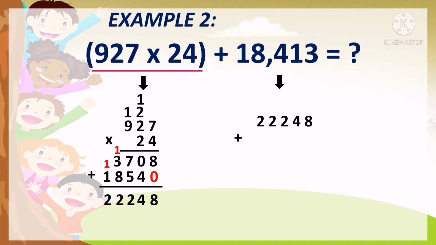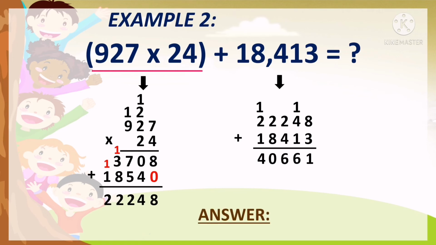We will be using this number and add it to the second given number, because the next operation involved is addition. So we just simply copy first 22,248 plus 18,413. Start adding from the ones place. 8 plus 3 is equal to 11. So 1, carry 1. 1 plus 4 is 5, plus 1 is 6. Next, 2 plus 4 is equal to 6. 2 plus 8 equals 10. So 0, carry 1 to the next place value. 1 plus 2 equals 3, plus 1 equals 4.